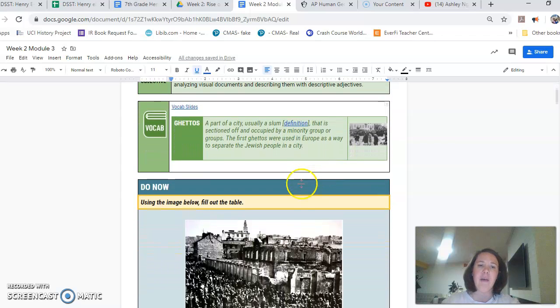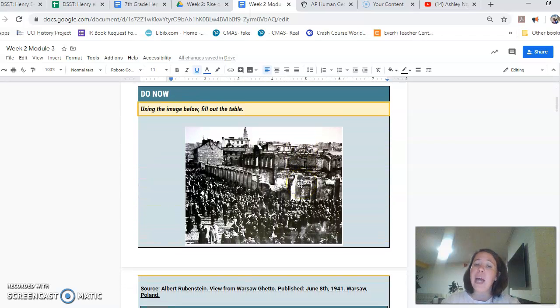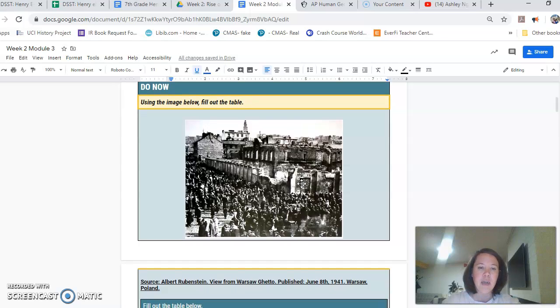Let's take a look at our do now. Using the image below, fill out the table. So you're looking at this picture here, created by Albert Rubinstein. It is a view from the Warsaw Ghetto, published in June 8th of 1941 in Warsaw, Poland. So Warsaw is the capital of Poland, then and now, where the majority of the Jews lived at the time.